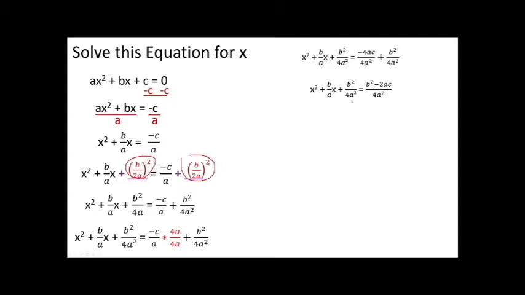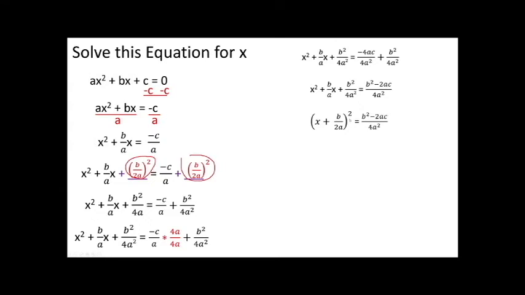Let's deal with the left side over here. I know this is a trinomial squares pattern. I know that we're going to have a plus sign in the middle. I know it's going to be x plus whatever the root of this is. This is x plus b over 2a, squared. Remember, b over 2a is what we squared in the first place to get that number. You've done the hardest part.